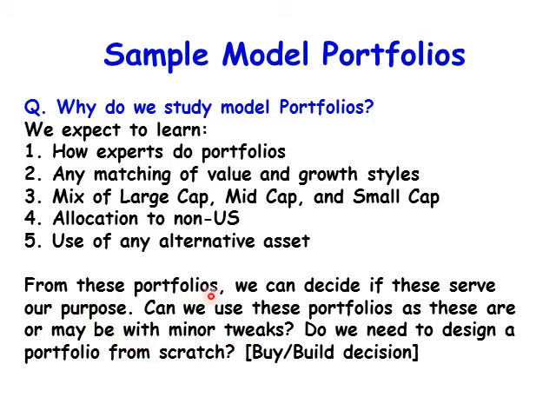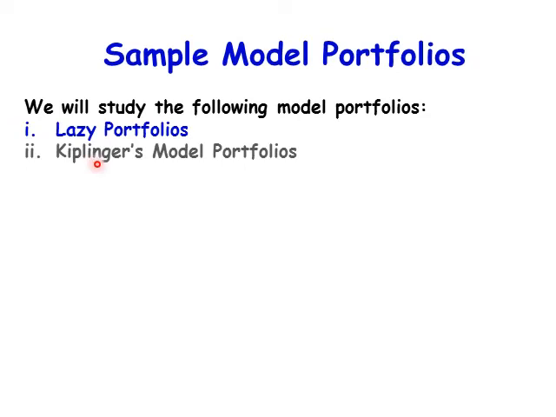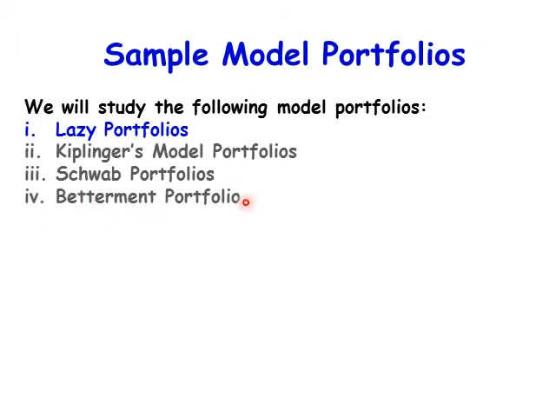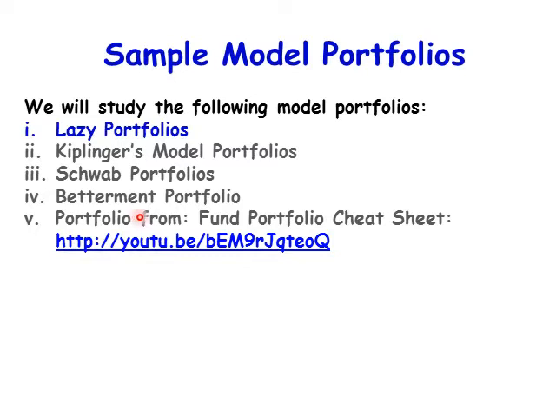Model portfolios serve their purpose, and we can look them up for use in our own portfolios. We'll study the following model portfolios. First and foremost is lazy portfolios. Then Kiplinger's model portfolios; Kiplinger's Personal Finance magazine has put together a number of model portfolios online. Then Schwab's portfolios; Schwab has put together five or six portfolios online. Then we look at a Betterment portfolio, and then the portfolio we got in the other video, the cheat sheet video, with the link on YouTube.